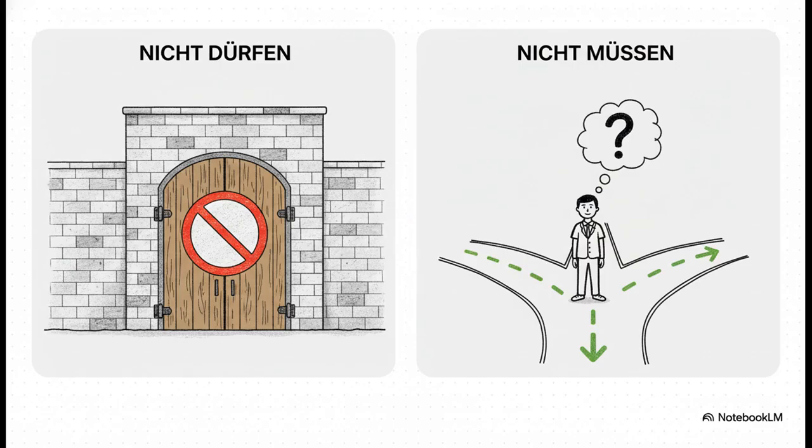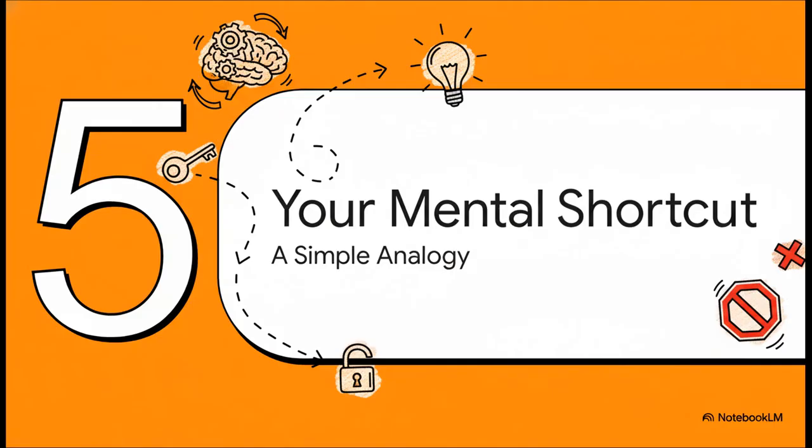But nicht müssen is totally different. That just means there's no obligation. Du musst nicht gehen means you don't have to go. But hey, you can if you want. See the massive difference? One is a rule, the other is a choice. I know that distinction can feel a little tricky at first, so I want to give you a super simple, powerful mental shortcut that'll help you remember it forever.